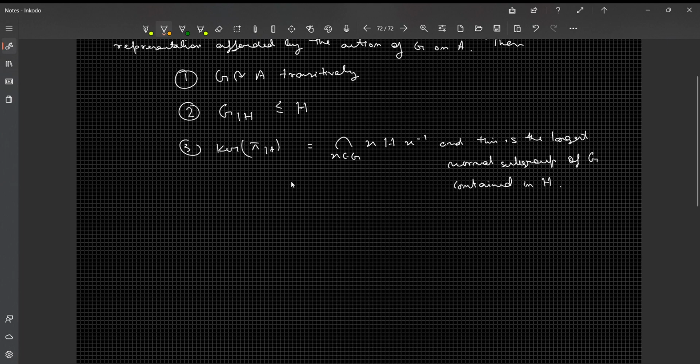Okay. So G acts on A transitively is the first thing which we require to prove. What we can actually prove is that if you consider any two elements from the set A, then they lie in the same orbit. Okay, so let's start with the proof. Proof of 1.